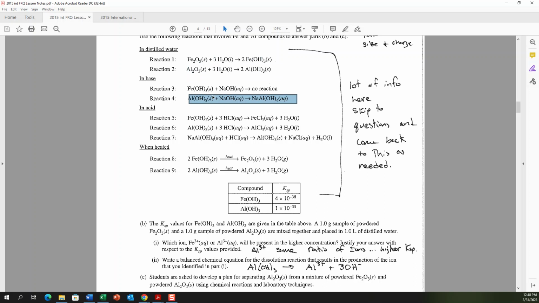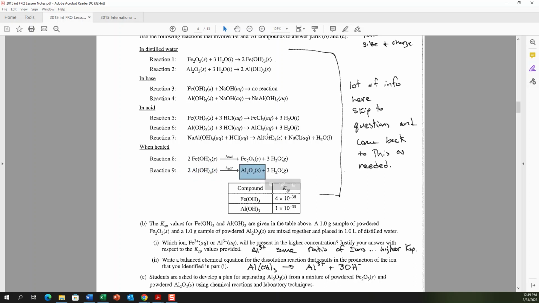Then I guess we could filter that, and this would go through to the filtrate, and this solid would stay behind in the filter paper. Then we could mix it with HCl, and these reactions would happen, and we would get iron 3 chloride, aluminum chloride, and aluminum hydroxide solid. And then it says if we heat aluminum hydroxide solid, that'll give us aluminum oxide.